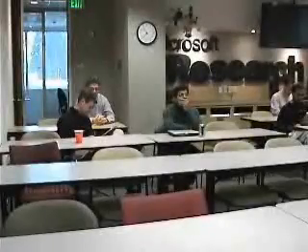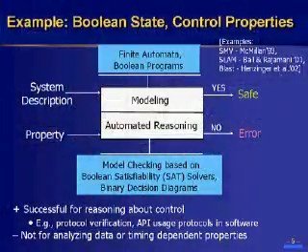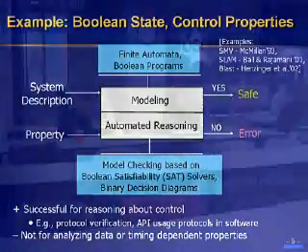One instance of this class of methods that's been very successful in the last 10 years, including work right here at MSR, is to model systems using Boolean state and try to prove control properties of these systems. So the formal models tend to be things like finite automata or Boolean programs. That was done here in the SLAM project a couple of years ago. And then reason about these using techniques like model checking based on Boolean satisfiability solving or data structures like binary decision diagrams.